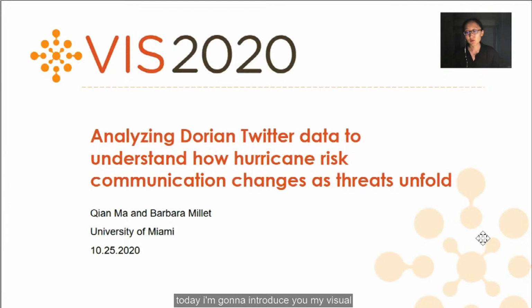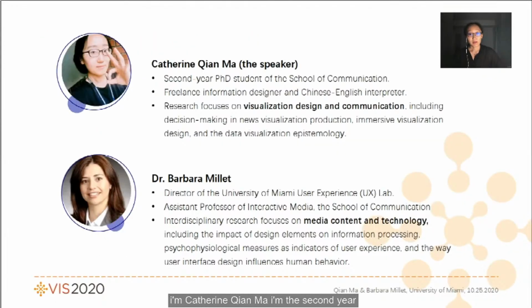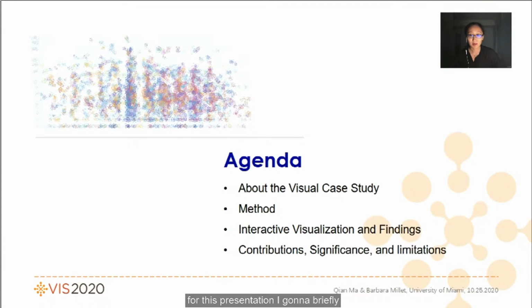Today, I'm going to introduce my visual case study, analyzing Twitter data to understand how hurricane risk communication changes. I'm Catherine Ma, a second-year PhD student from the University of Miami. I'm from China, and I used to be a data journalist and information designer. For this study, I cooperated with Dr. Barbara Millett, the director of the University of Miami UX Lab. For this presentation, I'm going to briefly introduce my visual case study, the methods, the findings, and the Flourish demo.